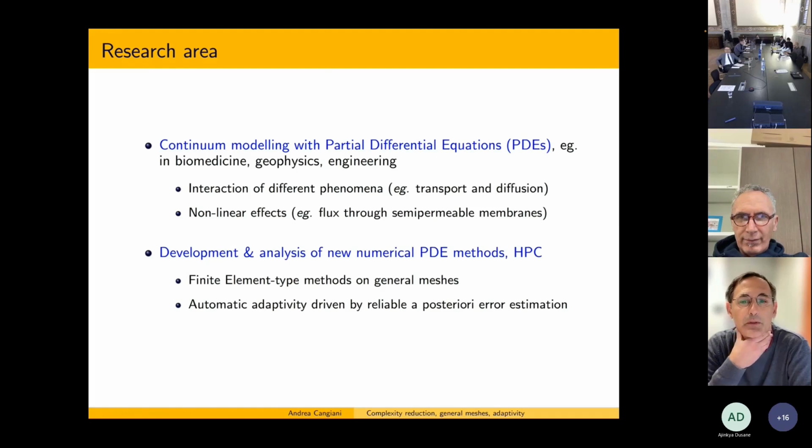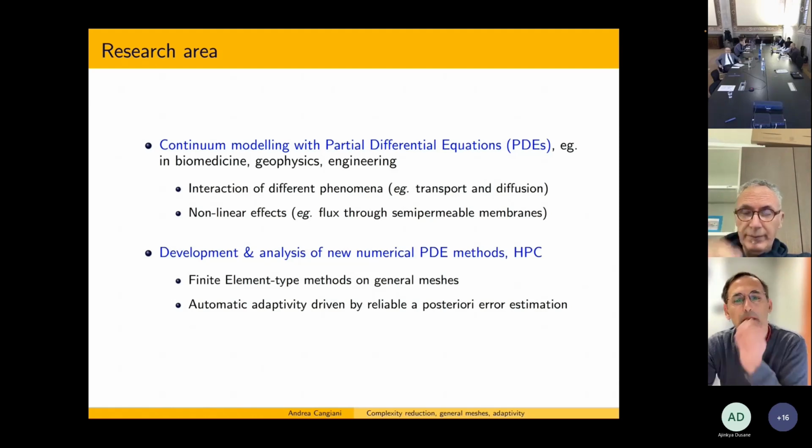Is continuum modeling with PDEs, applied to biomedicine mainly, but also other sciences. I'm interested in interaction of different phenomena like transport and diffusion and nonlinear effects, such like, say, modeling and simulation of flux through semi-permeable membranes.